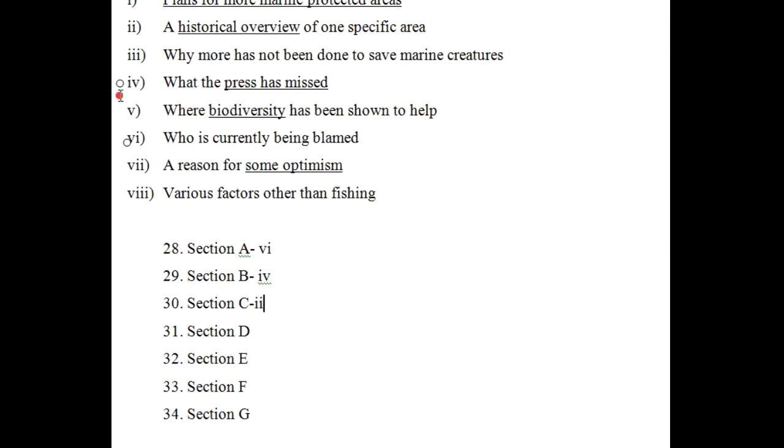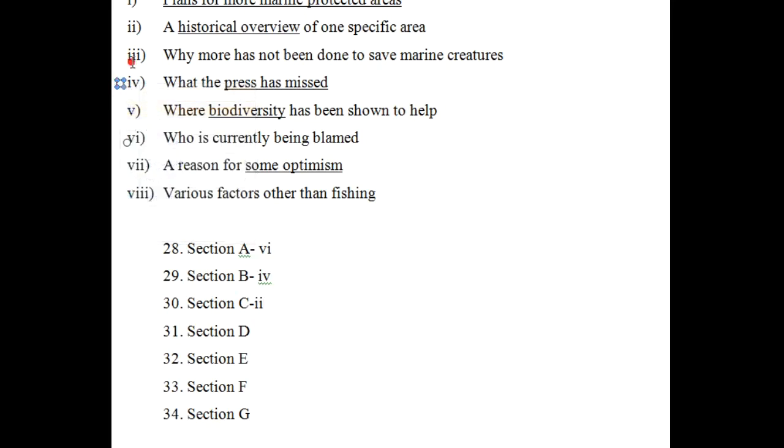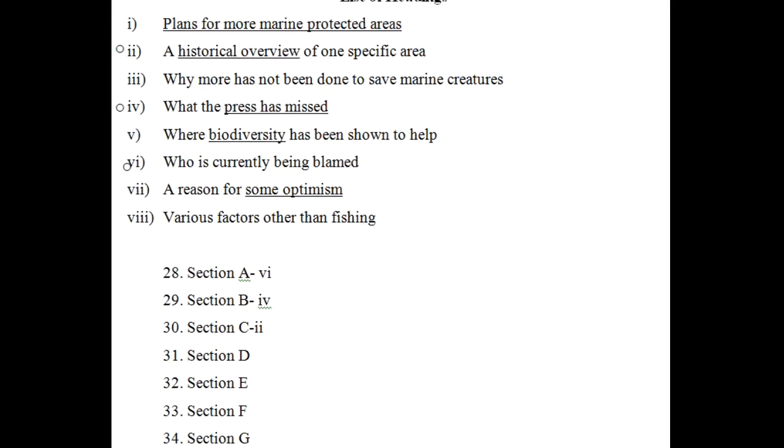Fine, and again you need this circle to be here in number 2. So here I have copied it, and here, sorry, where is it? Okay, it is here. Again I have to move it here. So that means I have got the 3 answers. I don't have to read those options, though I have now read some options like plans for more marine protected areas. More has not been done.